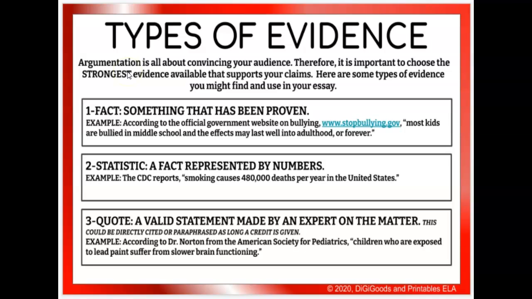Argumentation is all about convincing your audience. Therefore, it's important to choose the strongest evidence available that supports your claim. Here are some types of evidence that you might find to use in your writing. Number 1, a fact. This is something that has been proven. And here's an example of a fact as used in evidence.